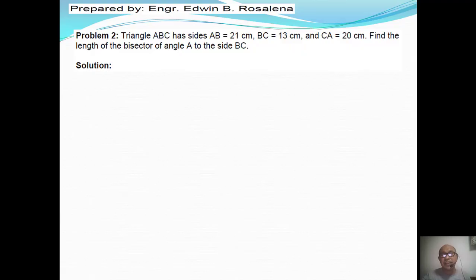So we have discussed this, na? Angle bisector, length of the angle bisector. Okay, so we will draw the triangle. So triangle ABC. AB equal to 21, BC is 13, and then CA is 20. So find the length of the angle bisector of angle A to the opposite side BC. So we have that here. Then I will call the length L.